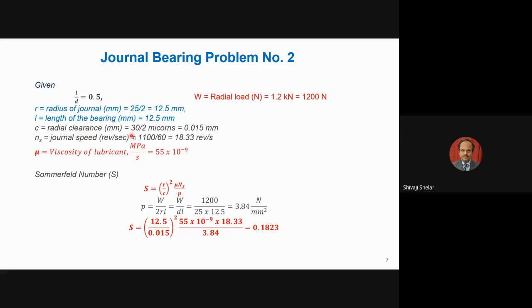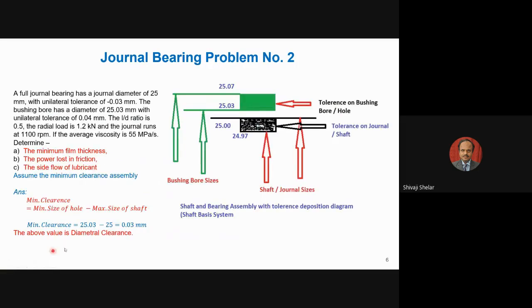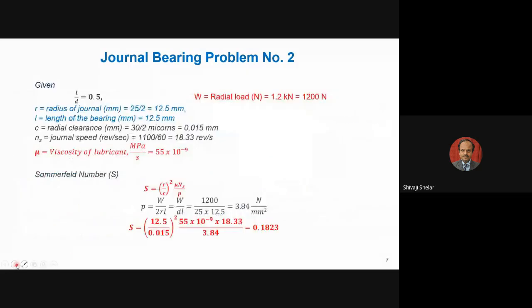Then radial clearance, we have known the value in the previous slide. We have come to know it is 0.03 mm, that is 30 micron, but it is diameter clearance. So we require radial clearance. So 30 micron divided by 2, so radial clearance is coming as 0.015 millimeter.